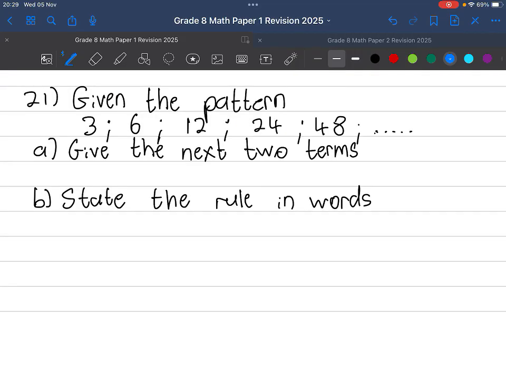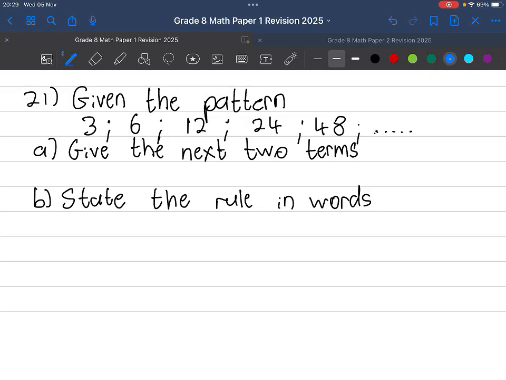For this question, I want you to just have a look at this number pattern: 3, 6, 12, 24, 48. Take a minute and just try to guess what the pattern is. So how do we go from 3 to 6? That also allows us to go from 6 to 12. Pause the video, take a minute to try and get the answer.